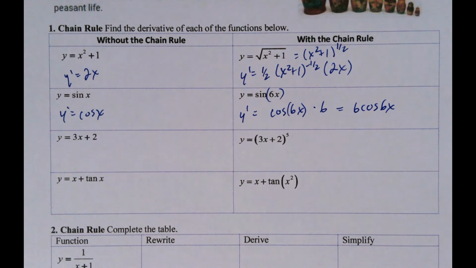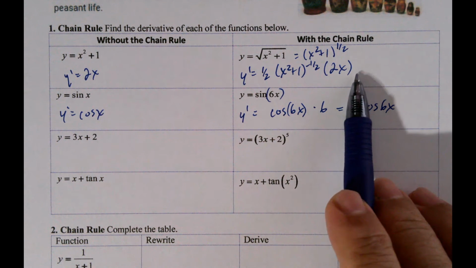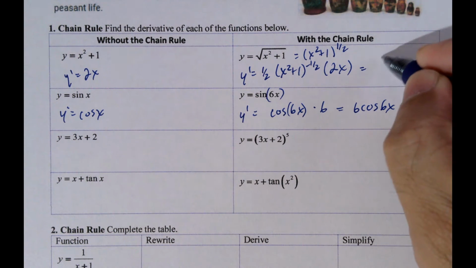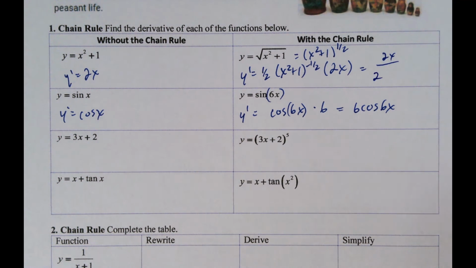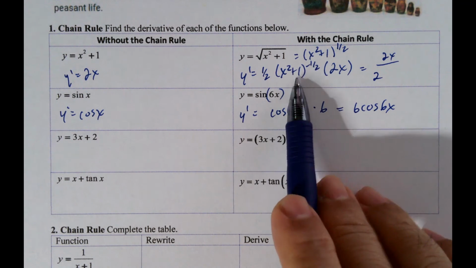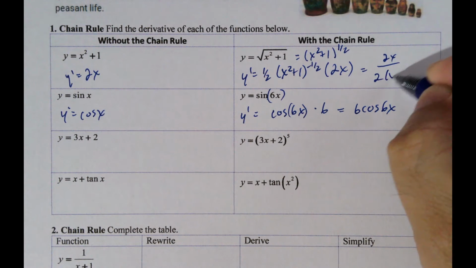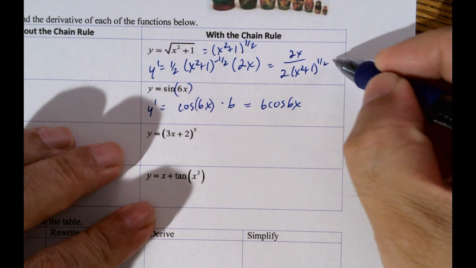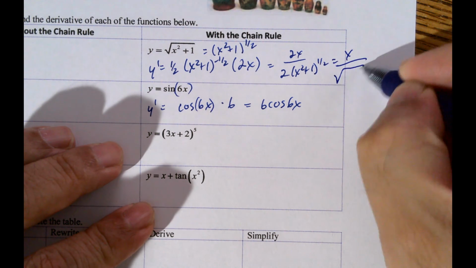Okay. I forgot to simplify this one. So I have 2x here. I'm going to put the 2x in the numerator and put the 2 in the denominator. Right? That 2 is in the denominator. I'm going to put the x squared plus 1 to the negative 1/2 in the denominator, making a positive exponent. Now reduce the 2's, and I get x over the square root of x squared plus 1.